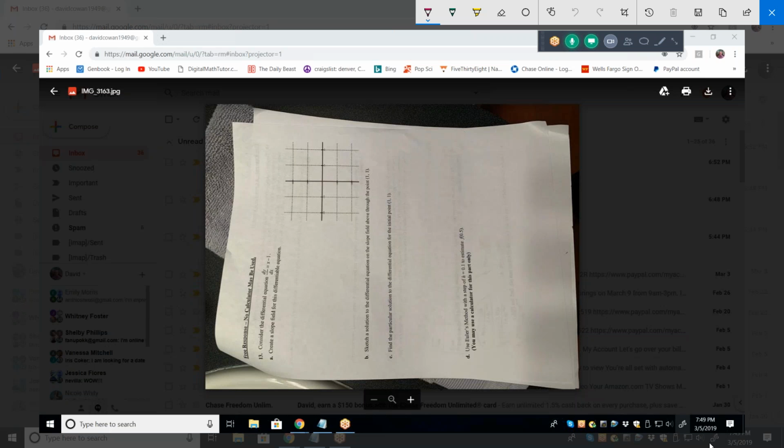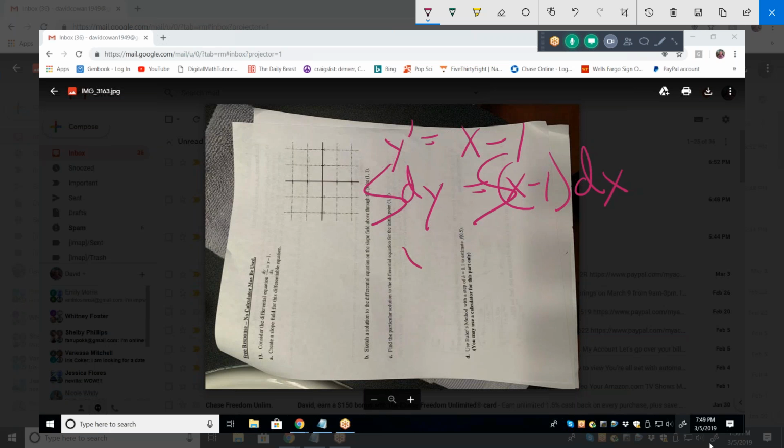Okay. But here's what we have. We have y prime equals x minus 1. Okay? And again, this is not something I really need a slope field on, because if I want to separate the variables, I get this. Now I can integrate both sides. When I integrate the left, I get that. When I integrate the right, I get this. There's my function, y. It's a parabola.